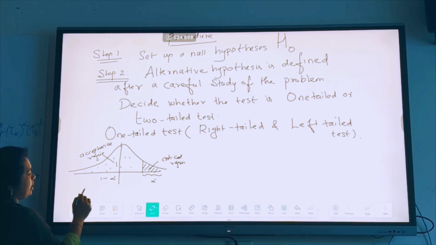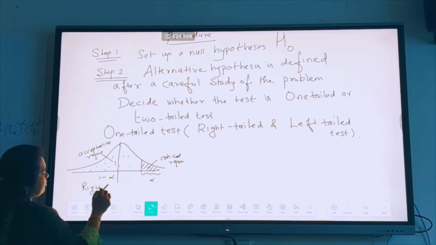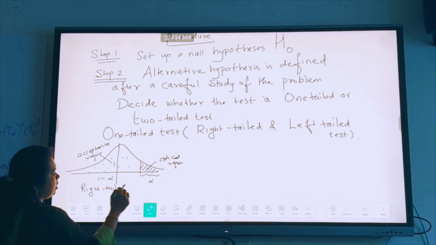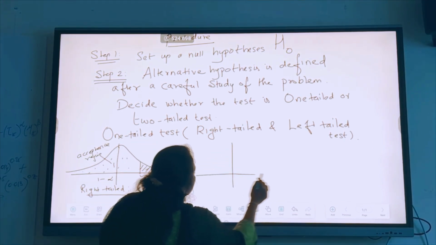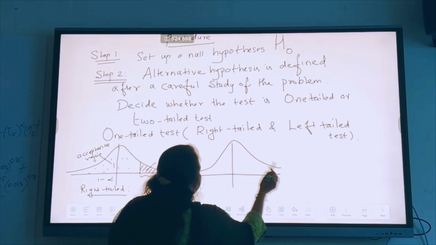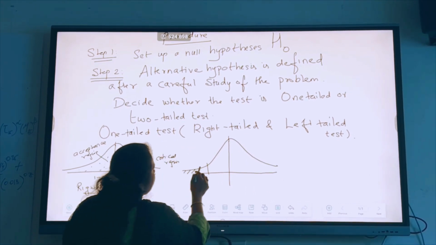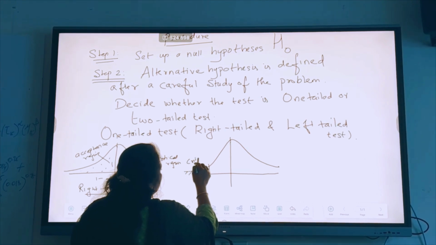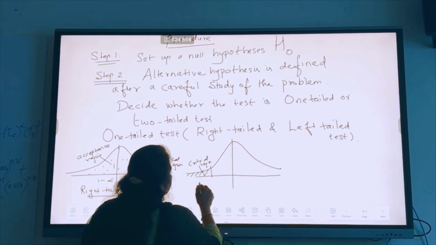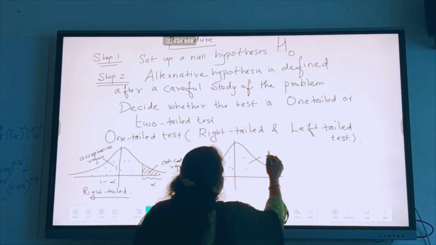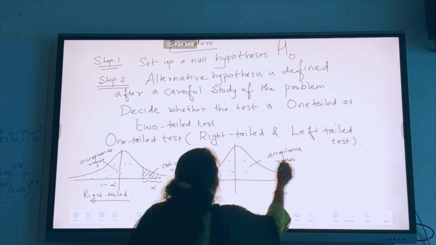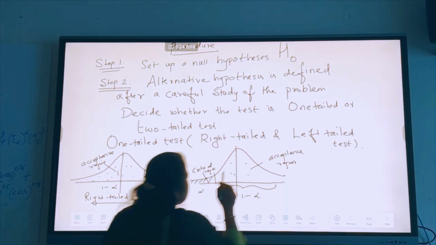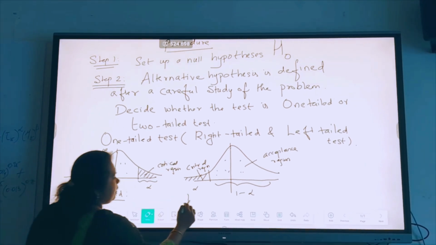So this one we will call a right-tailed test. This is a right-tailed probability curve test. The point is on the right side. Similarly, for the left-tailed, the point will be on the left. So we will call this the critical region, which is alpha. This will be the acceptance region, which is 1 minus alpha. So we call this curve a left-tailed test.